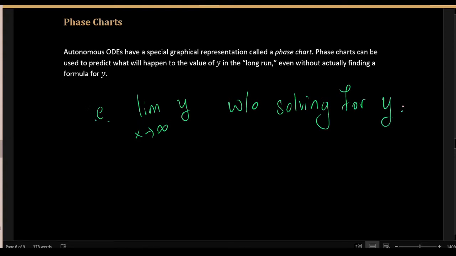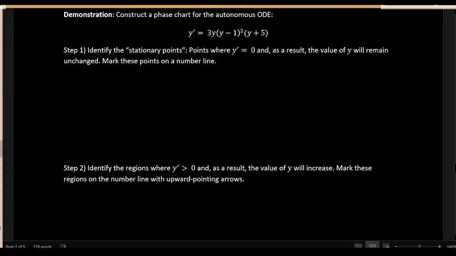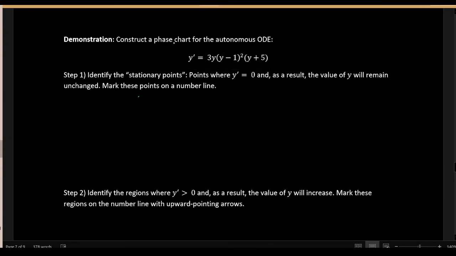This can be an advantage if you're doing a sustainability problem, for example, and you want to know whether a population is going to grow, stabilize, and be healthy, or if the population is eventually going to die out. So in order to make that possible, we're going to construct a graphical representation of an autonomous ODE, which is called a phase chart. I'm going to construct a phase chart for the autonomous ODE given below, y prime equals 3y, y minus 1 squared, y plus 5.